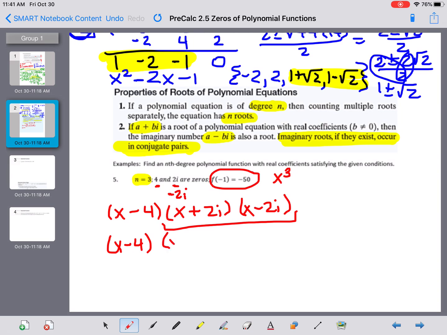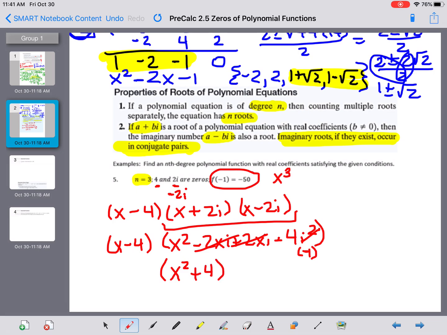FOIL. I'm going to get x squared for my first two. Outsides, I get negative 2xi. Insides, I get positive 2xi. And last two, I get negative 4i squared. Don't forget to square that. That's important. What's beautiful here is my middle two terms cancel, and I'm left with x squared minus 4i squared. Don't forget i squared is negative 1. So if I take negative 4 times negative 1, I get positive 4. So all of that multiplied out to x squared plus 4. And then don't forget I still have this x minus 4.